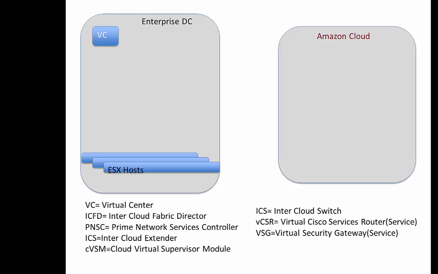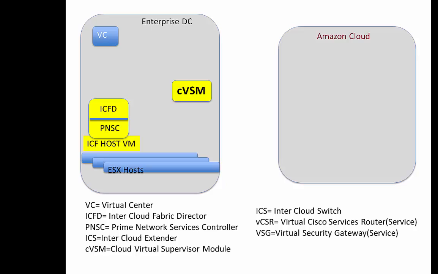Probably before the ICF gets in, you already have your virtual center and ESX hosts. Now you deploy. The first thing you deploy is a VM, which is an OVA template you download from the Cisco website and deploy it. That VM has two things. One is ICFD, the web portal, and there is PNSC, Prime Network Services Controller, in one box.